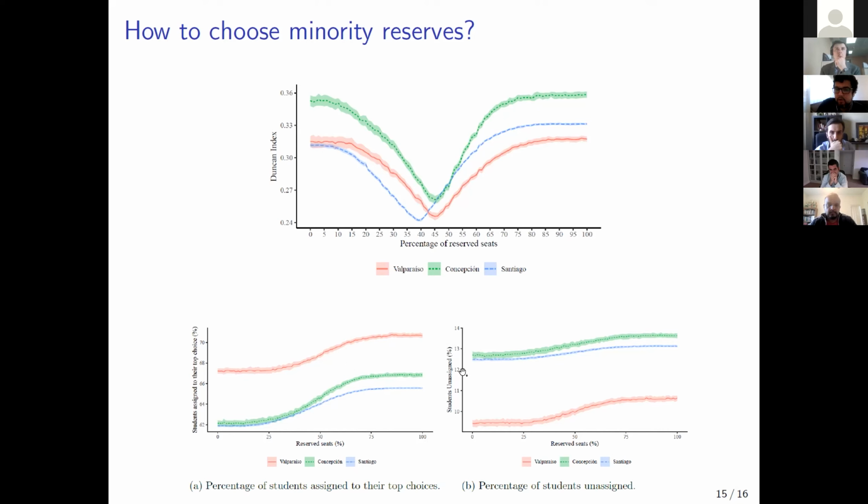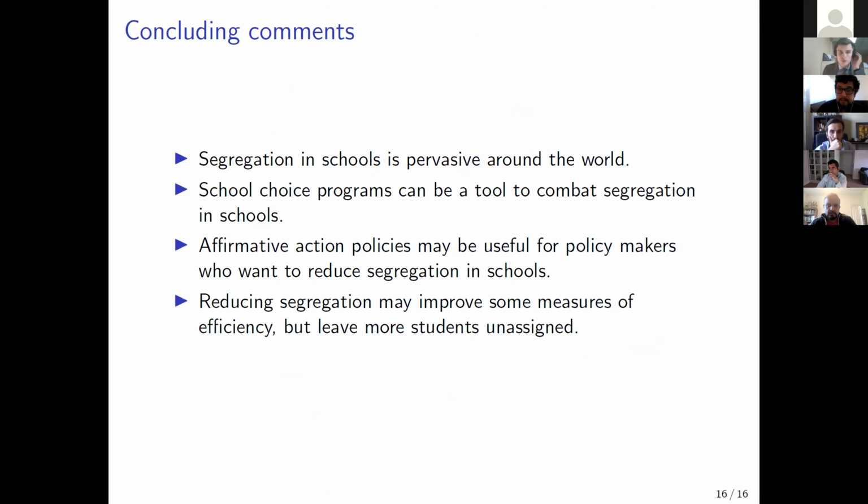But the main cost, which is having more students unassigned, does not increase that much. It goes from 12.5 to around 12.7 when we fix the minority reserve equal to the fraction of minority students in the system. So can you please wrap up in 1 minute?